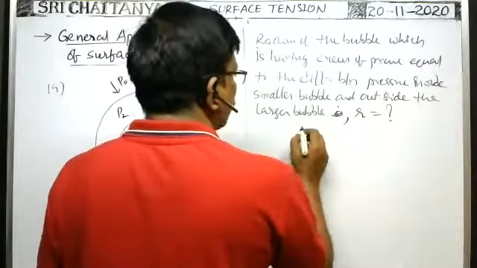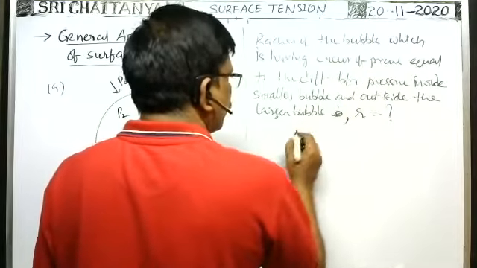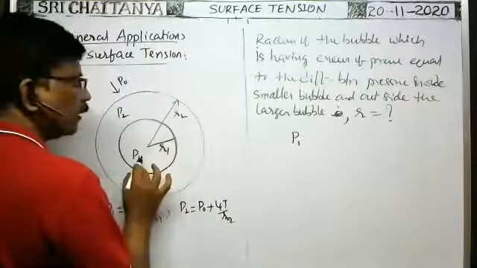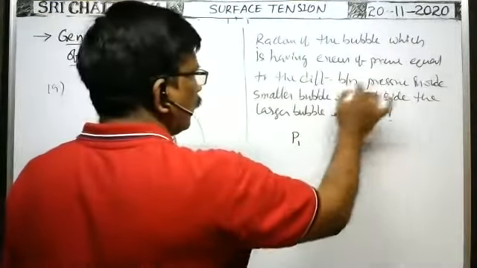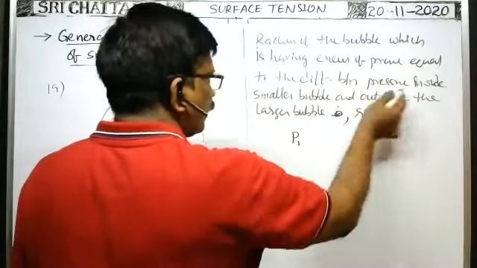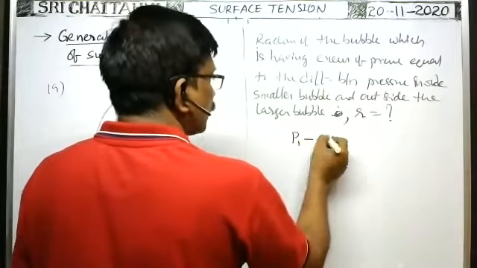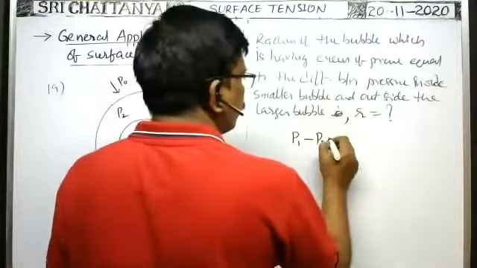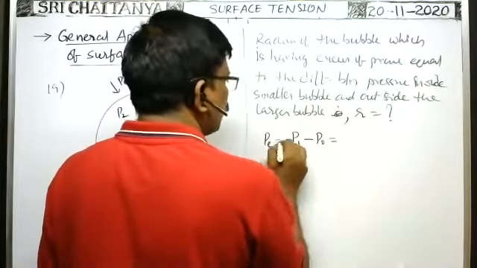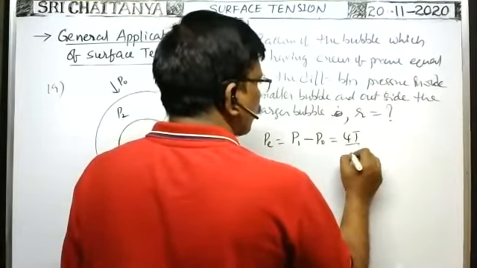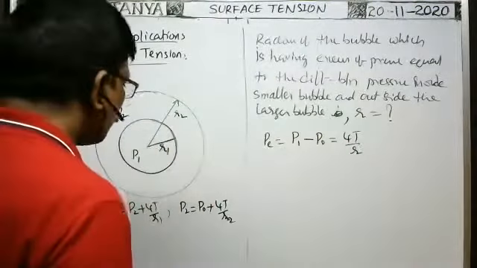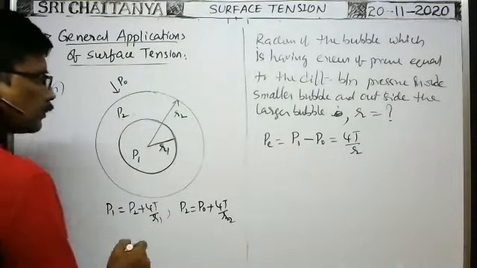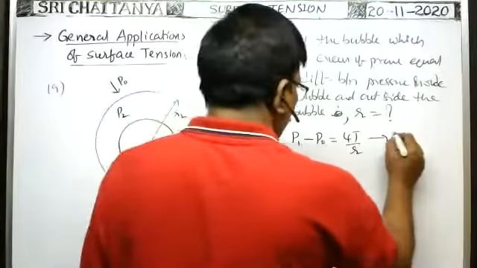Here, the excess of pressure in case of a single bubble having radius r must be equal to the difference between the pressure inside the smaller bubble, P1, minus the pressure outside the larger bubble, P0. That excess of pressure PE is equal to 4T by r. What about P1? Okay, this is equation 1.